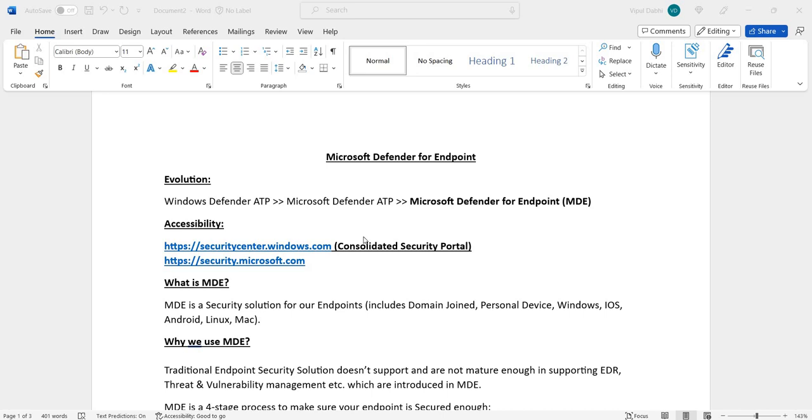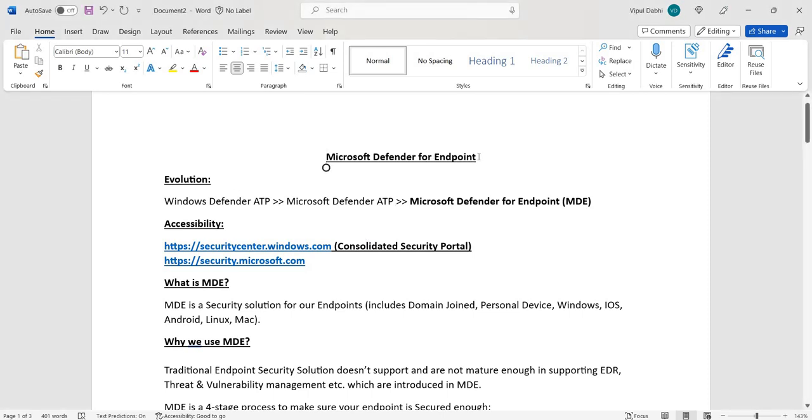Welcome back friends again in this new session on Microsoft Defender for Endpoint. This is an endpoint security solution from Microsoft. So we'll try to understand and leverage its nitty-gritty details. To start with, this is the very first session. So let's get started.